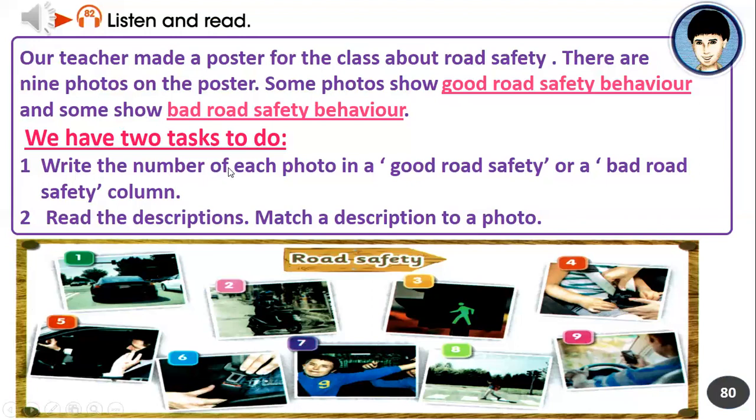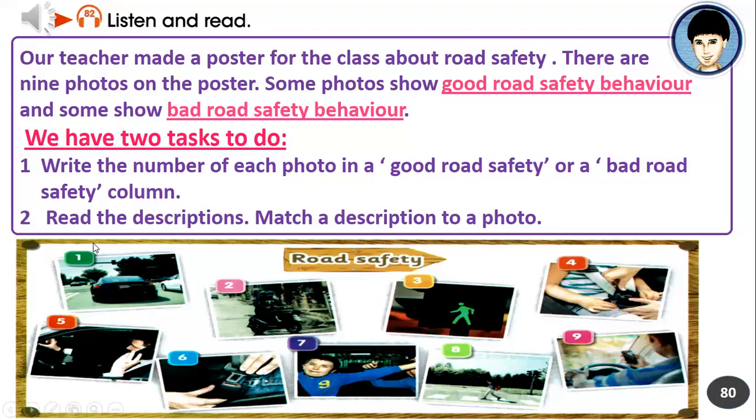Number one, write the number of each photo in a good road safety or a bad road safety column. This is what we will see on page 81. Number 2, read the descriptions. Match a description to a photo. The descriptions are also on page 81. Now listen to track 82. Track 82. Listen and read.